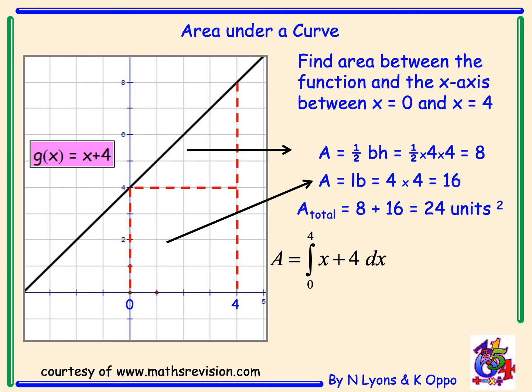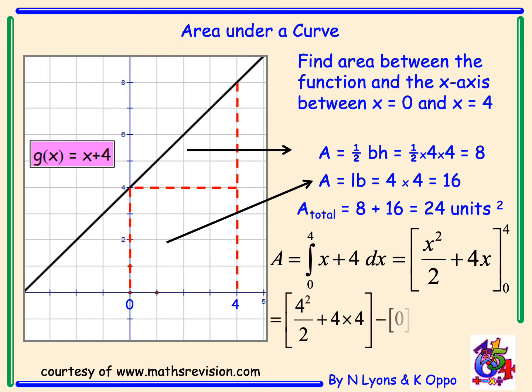Or I could use integration, I could use calculus. I could say the area equals the integral from 0 to 4 of the function x plus 4 with respect to x. It's an easy enough integral. I've got a half x squared plus 4x from x is 0 to x is 4. Sub in the limits and evaluate. I've also got the area equals 24 square units.